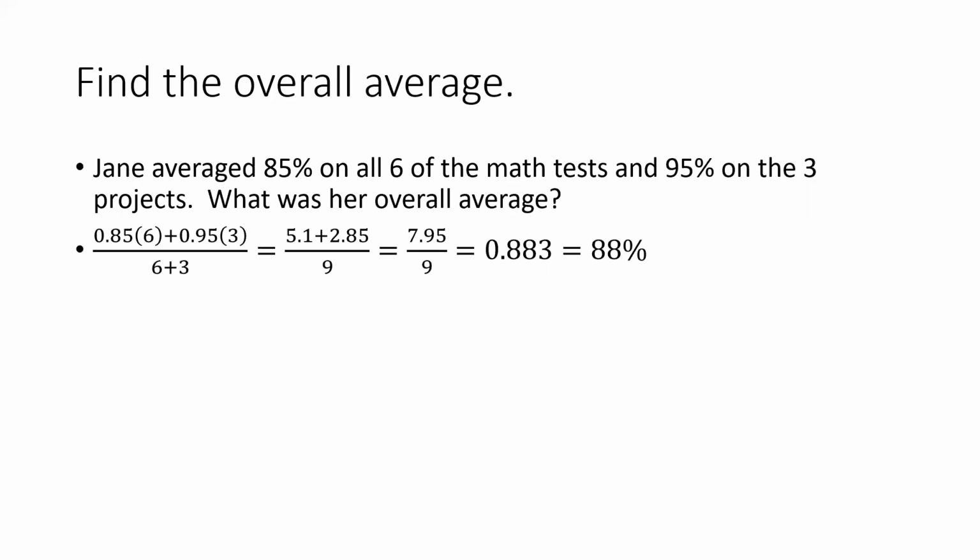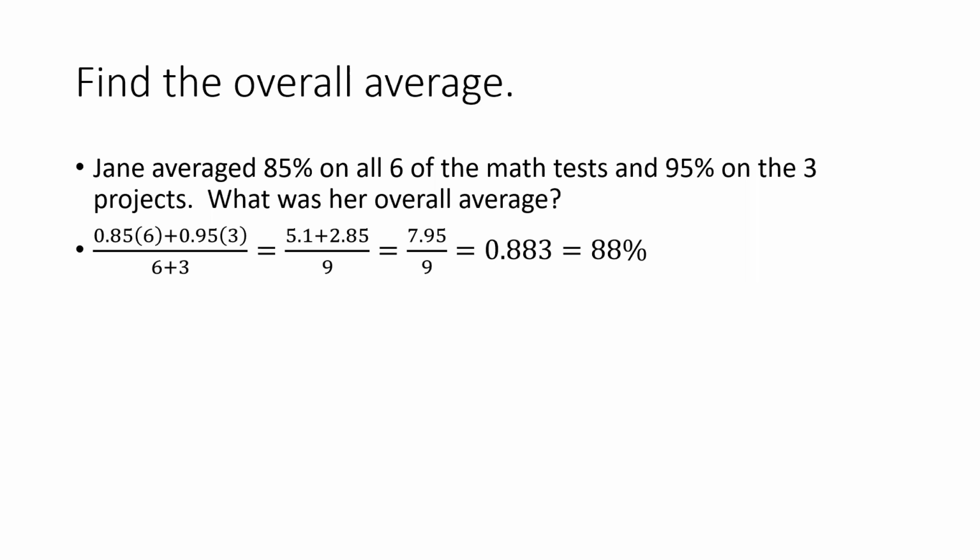Jane averaged 85% on all 6 of the math tests and 95% on the 3 projects. What was her overall average? So remember, we need to find what her total was for the 6 tests and the total for the 3 projects. So 0.85, which is the same as 85%, times 6 gives you 5.1. 0.95 times 3 gives you 2.85.